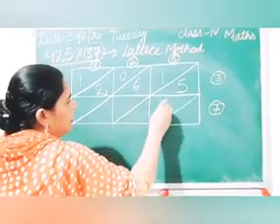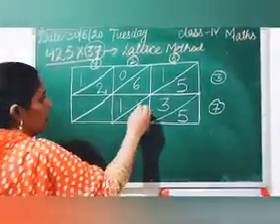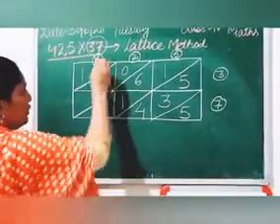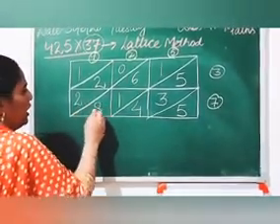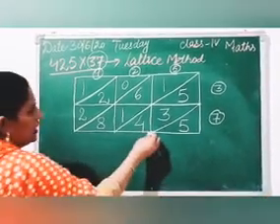7 times 5 is 35. Then 7 times 2 is 14. Then 7 times 4 is 28. Now what will be the next step? See here.